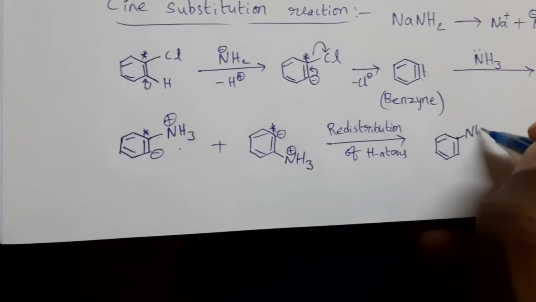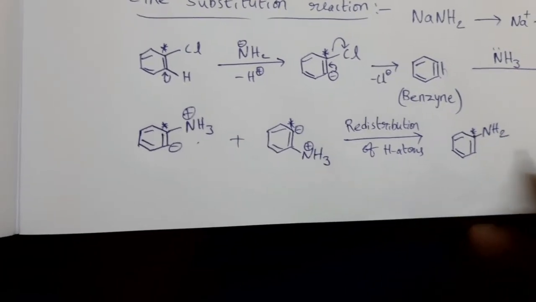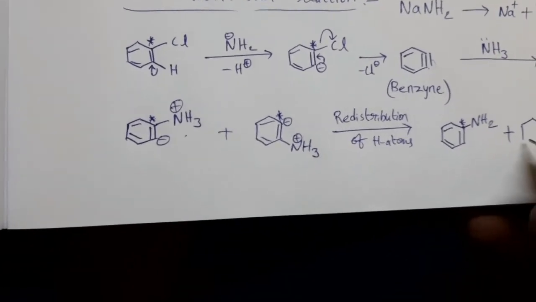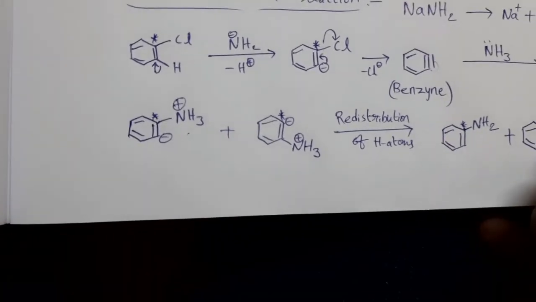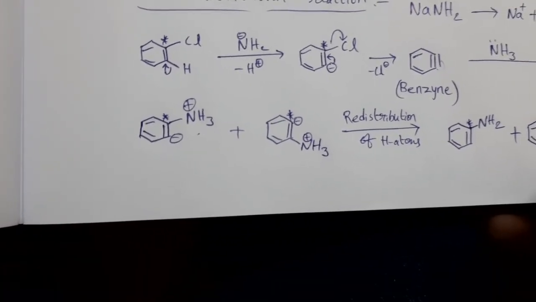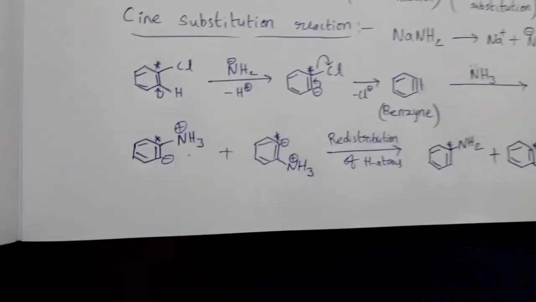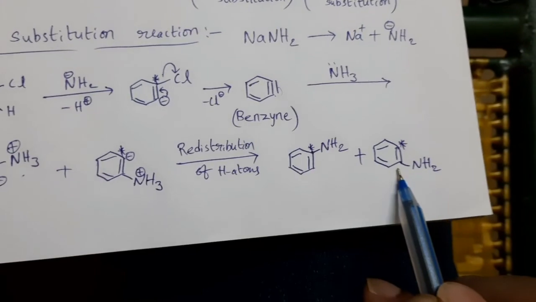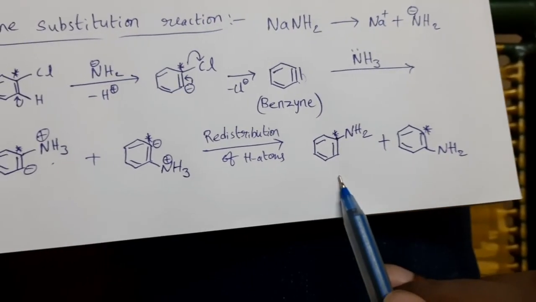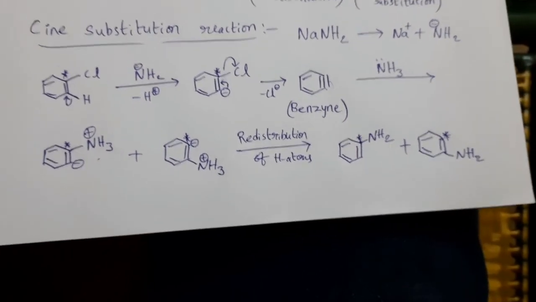NH2, and here NH2 is present at this position. So this is the direct product, this is the cine substitution product. It is obtained 50%, the other is also obtained 50%.